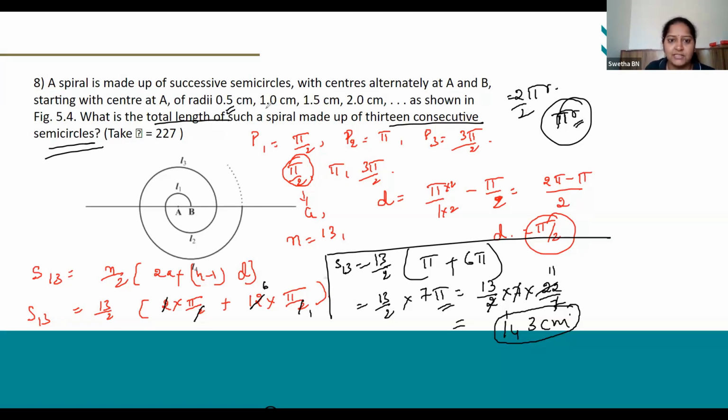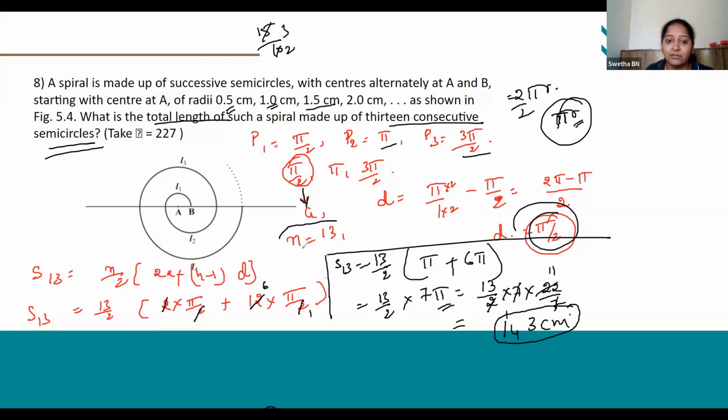And for the second semicircle, it is 1. So it is only pi. And for 1.5, it is 3 pi by 2. You will get 15 by 10. So 5 2s are 10, 5 3s are 15. So 3 by 2 pi. Right now, children? See the term, the first term is pi by 2. And D is pi minus pi by 2. That is, we got pi by 2. Okay, A and D both are pi by 2.